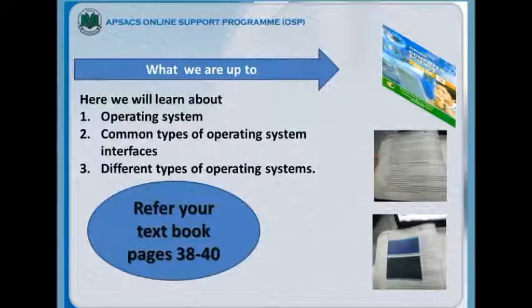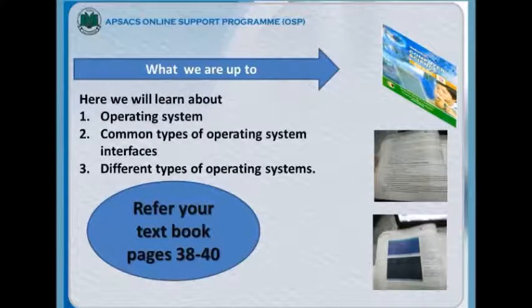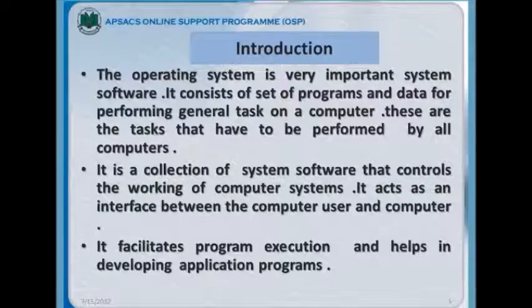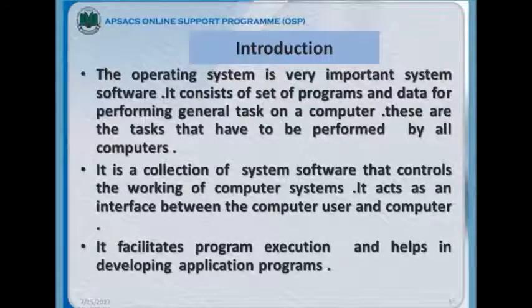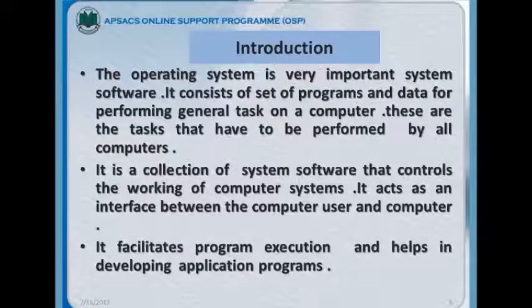Then we have the introduction. The operating system is a way of communicating between computer user and computer easily. It acts as an interface between computer user and computer. It facilitates program execution, helps in developing the application programs. Basically, operating system is a collection of system software.